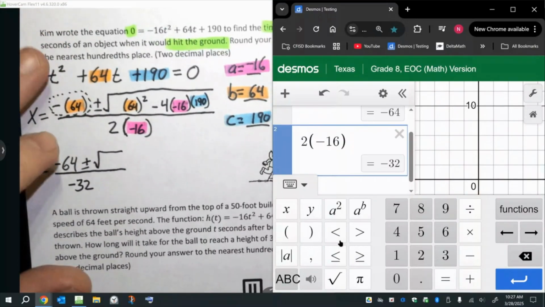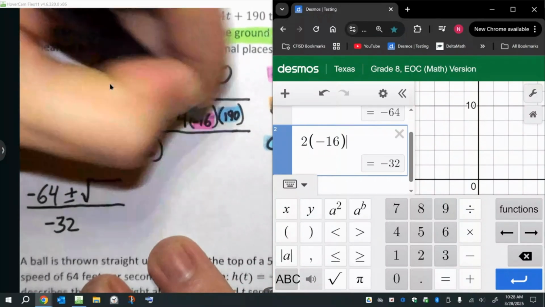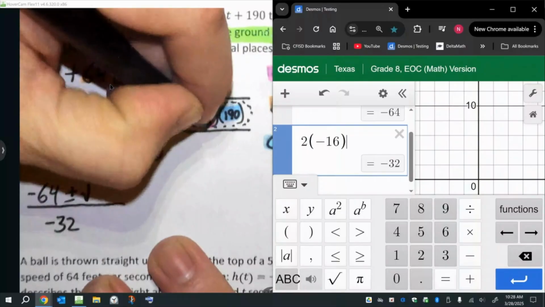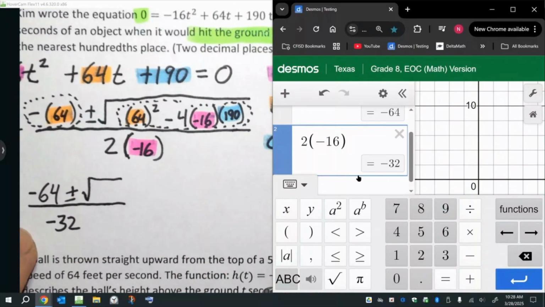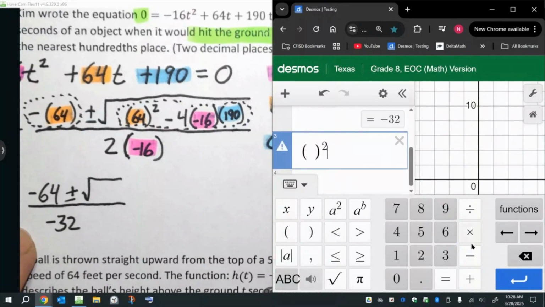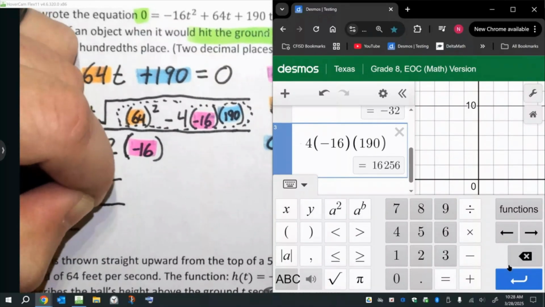I want one number underneath the square root. How I'm going to do this is I like to do little dotted lines all the way around it, so we know this is what we're about to throw in there. So parentheses squared minus 4, parentheses, parentheses, parentheses, parentheses. What goes in the first parentheses? 64. What goes in the next one? Negative 16. And what goes in the last one? The value of C, which is 190. And that gives me 16,256.